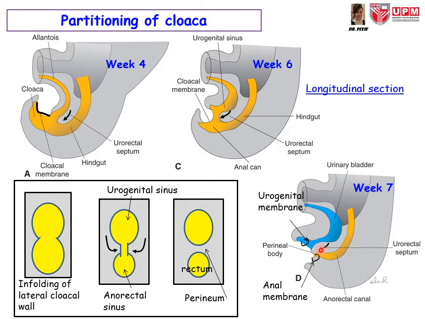At the same time, the urorectal septum will fuse with the cloacal membrane and partition it into the anterior, ventral membrane, becoming the urogenital membrane, and the dorsal part, which will become the anal membrane. So by the end of week 7, the embryo has separated the urinary system from the anorectal canal by the development of the urorectal septum fusing with the ectoderm, forming the perineal body.